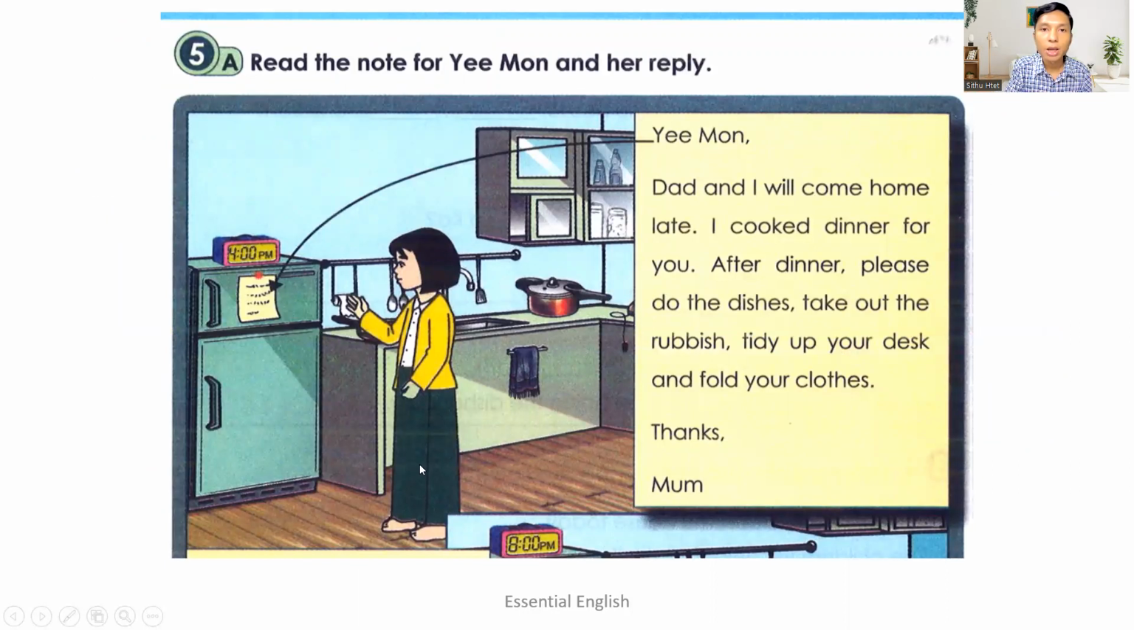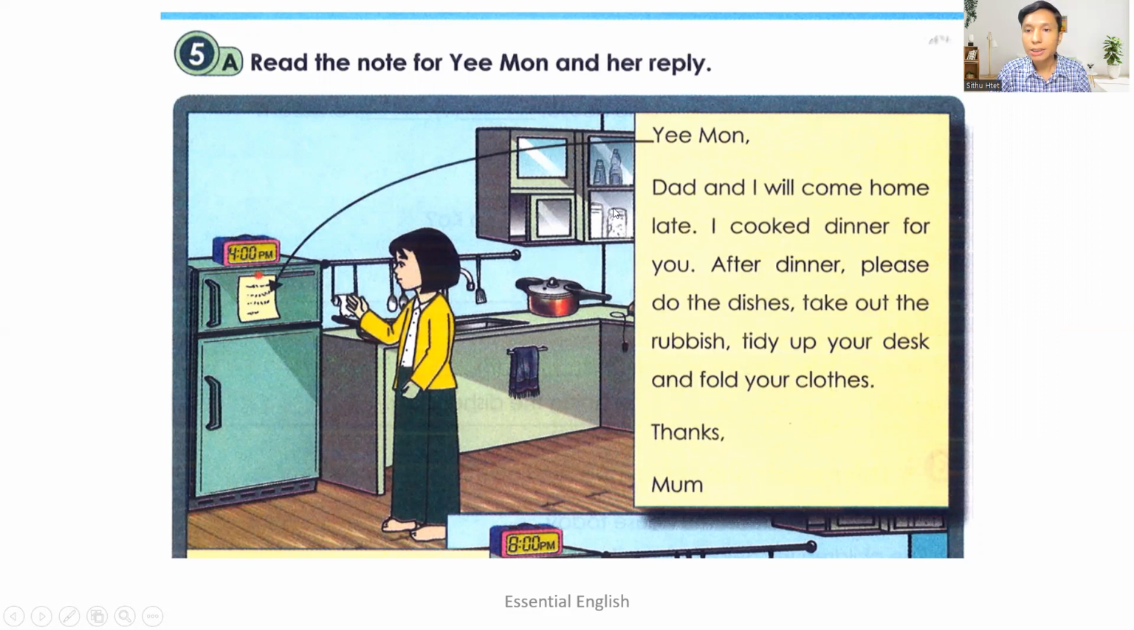Exercise 5A. Read the note for Shimo and her reply. Okay, this is the note for Shimo. It's written by Ma'am. Shimo, Dad and I will come home late. I cooked dinner for you. After dinner, please do the dishes, take out the rubbish, tidy up your desk, and fold your clothes. Thanks, Ma'am. So this is the note for Shimo.